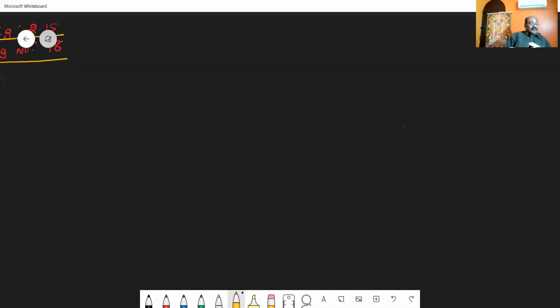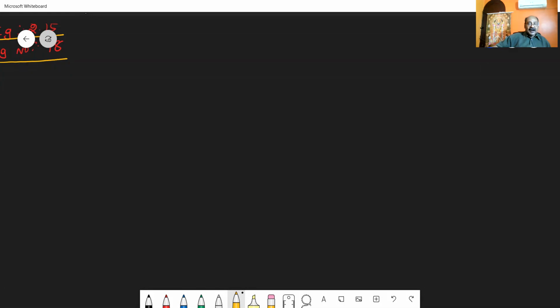Problem number 2.15. A battery of voltage V is connected to a 30-watt bulb and a 60-watt bulb as shown in the figure. Identify the brightest bulb, then which bulb has a greater resistance. And third one, suppose the two bulbs are connected in series, then which bulb will glow brighter? Hope you should have understood.